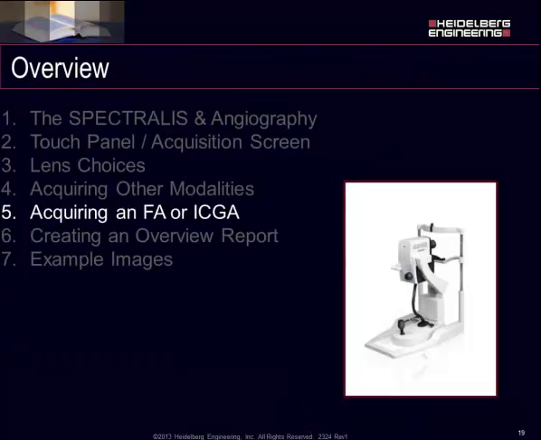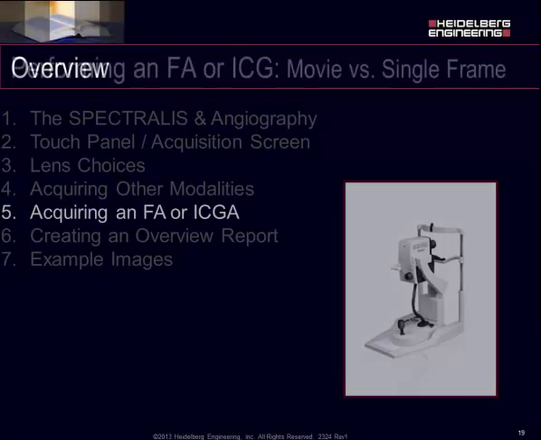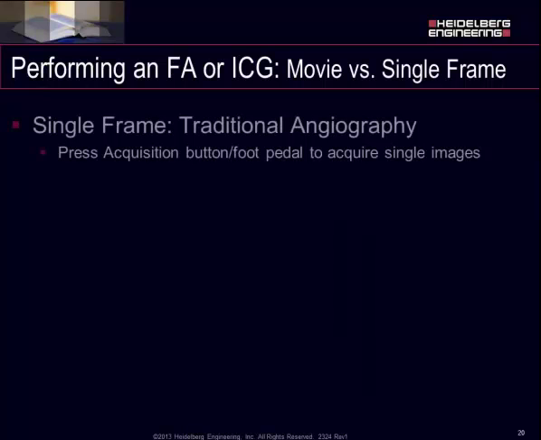Okay, the next thing we're going to talk about is acquiring the FA or the ICG, so actually the guts of the whole matter. You can acquire the fluorescein in a couple different ways. You can do the traditional angiography method, which is just single photographs throughout the transit series. To do that, all you're going to do is press the acquisition button multiple times as the dye is flowing into the eye.